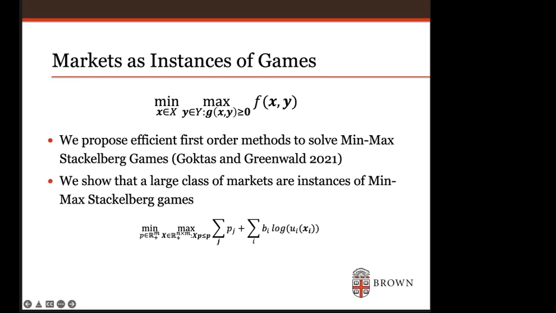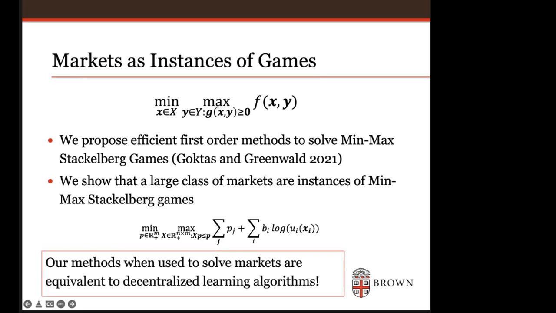I don't want to go into too much detail, but a really, really cool thing that we show also, which is inspired basically from our previous work, is that if we run our first-order method to solve these min-max Stackelberg games on this particular min-max Stackelberg game for this large class of markets, then we actually obtain a decentralized learning algorithm to solve this market. And we prove that this decentralized learning algorithm actually converges in polynomial time to market equilibrium.